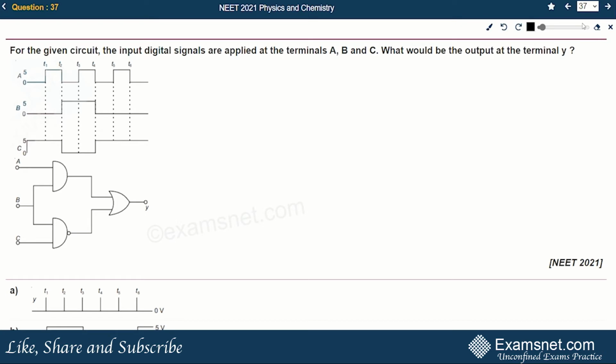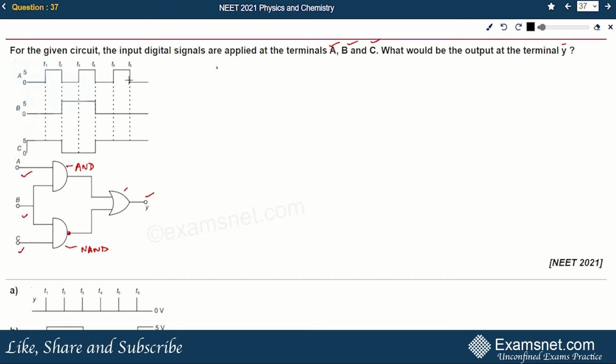Alright, now question number 37 is from the chapter Semiconductor Electronics, and the question is: for the given circuit, the input digital signals are applied at the terminals A, B and C, then what would be the output at terminal Y? So here you can see A, B and C are the input terminals, whereas Y is the output terminal. Also we should be able to identify the symbols. So this is the symbol for the AND gate. This is the combination of AND and NOT. This small bubble is the NOT. So this will be NOT AND, or NAND in short.